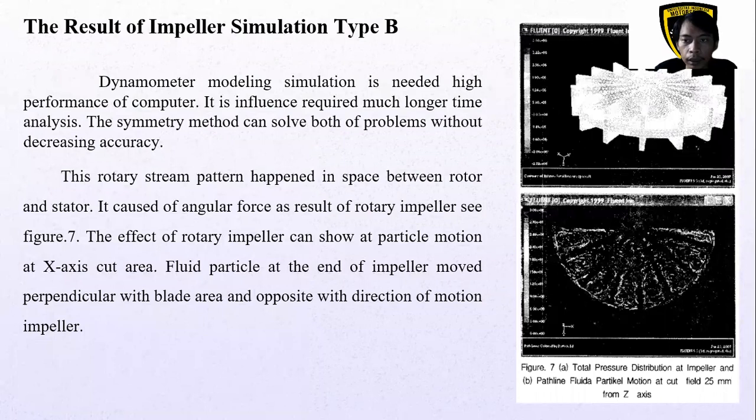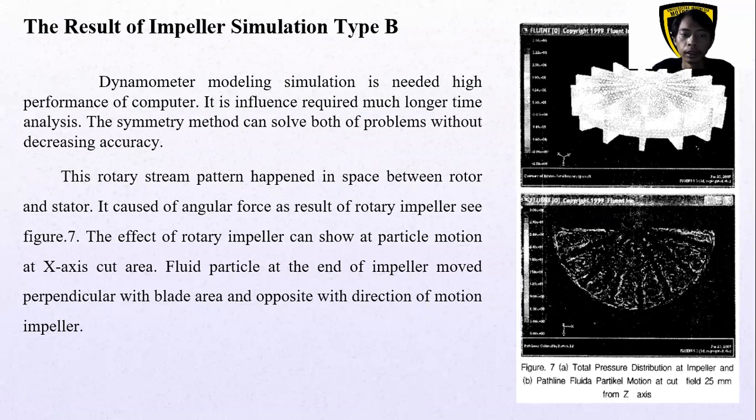And this is the result of the impeller simulation type B. A dynamometer modeling simulation needs a high-performance computer. It influences the need for much longer analysis time. The symmetric method can solve this problem without decreasing accuracy.